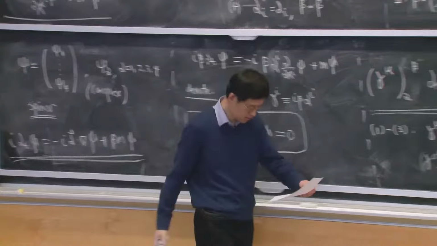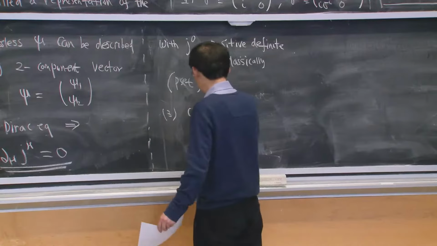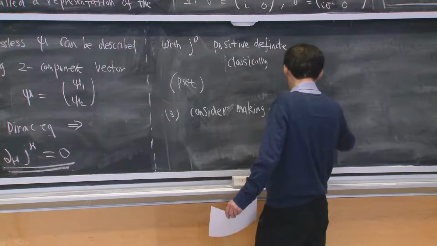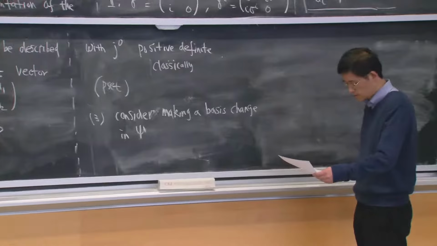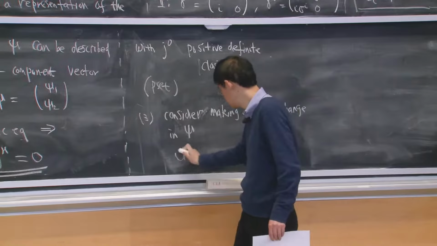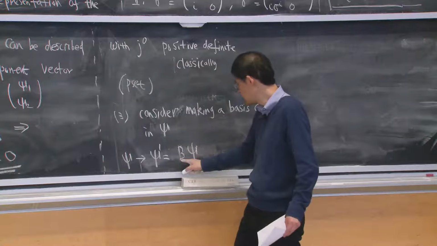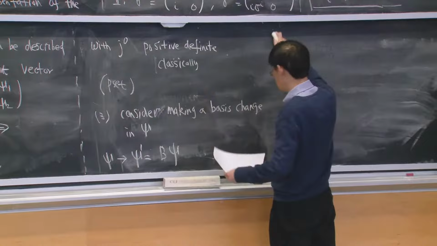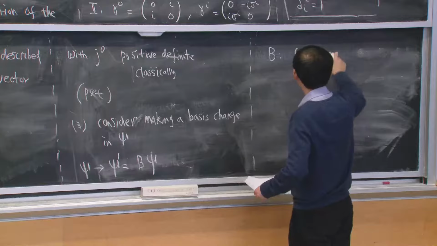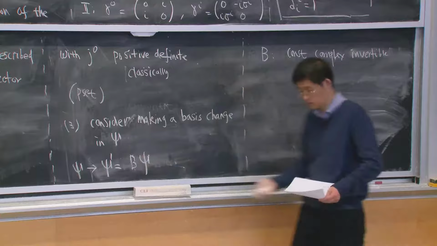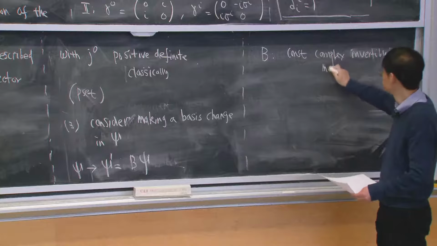Now let's imagine we make a basis change in this 4 component vector. A basis change in psi means, in linear algebra terms, that we take psi to some other psi prime which is related to psi by an invertible matrix B, just some constant complex invertible matrix. Essentially, you just make a linear superposition of different components. So this corresponds to a basis change.